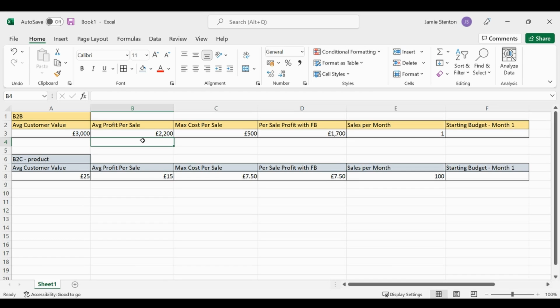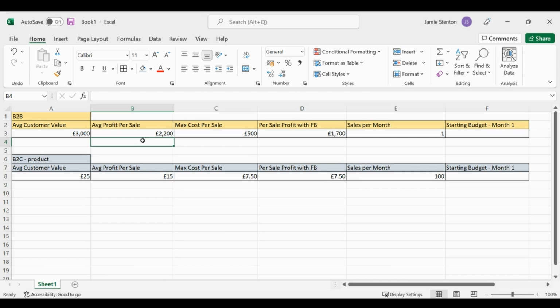Not what you want to achieve as a cost per sale. What is the maximum you would be happy with paying to acquire that customer in that £2,200? Here I've put £500. It could be more, it could be less. It's going to really depend on you. So that would lead the per sale profit with Facebook ads being £1,700.